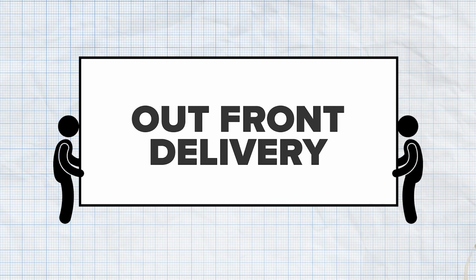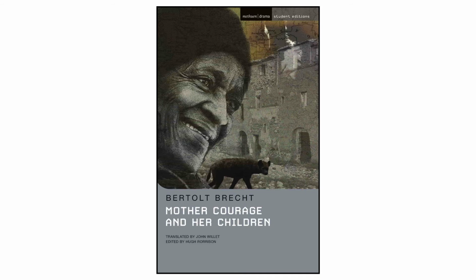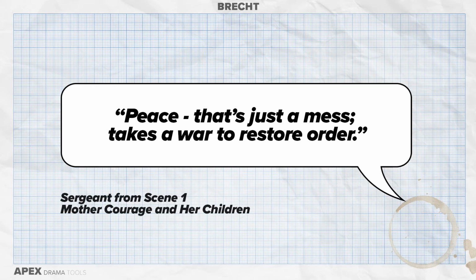Out front delivery. Play a duologue or a section of a scene, and anytime a character has a line that's linked to a social or political issue, they need to turn out front and say the line clearly and definitely to the audience before turning back and resuming with the scene. For example, in Mother Courage and Her Children by Brecht, the sergeant in scene 1 says, "Peace? That's just a mess. Takes a war to restore order."